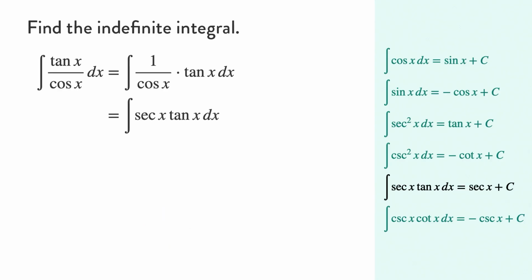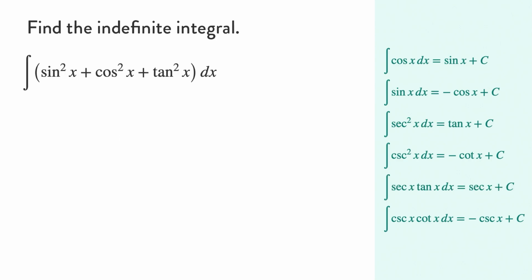And now we can use our formula to integrate. The integral of the secant of x times the tangent of x dx is equal to the secant of x plus a constant. How about this one? Find the indefinite integral. The integral of the sine of x squared plus the cosine of x squared plus the tangent of x squared dx.